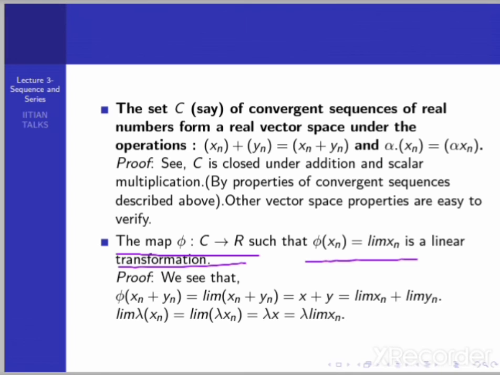Anyways, this is very easy, but you should remember this, that the set of convergent sequences of real numbers is going to form a real vector space under the operations that I have defined. And the second one is that if someone asks you for a map phi from C to R, you can always construct a map from the set of convergent sequences to real numbers. You just give this map, which sends every convergent sequence to its limit. Is it fine? So this is very beautiful, right?